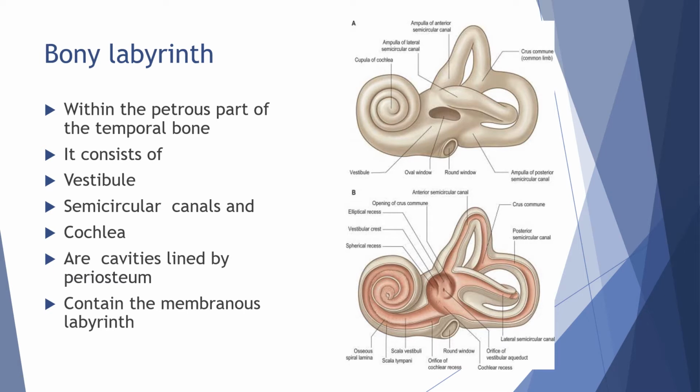So coming to the bony labyrinth, which lies within the petrous part of temporal bone and consists of the vestibule, the semicircular canals and the cochlea. These are the cavities lined by periosteum. Within the bony labyrinth, the pink colored thing that you are seeing inside is the membranous labyrinth.